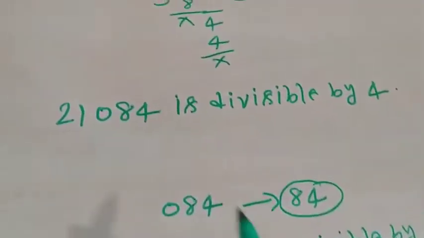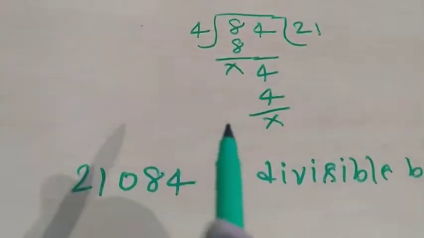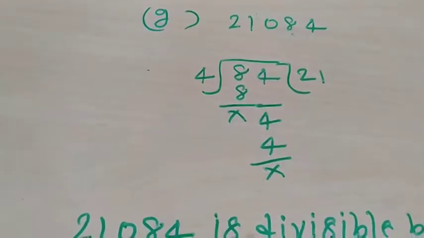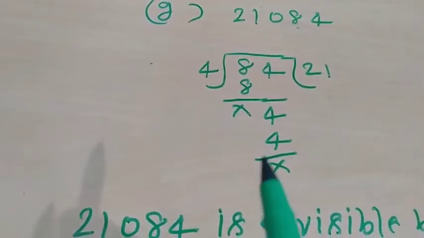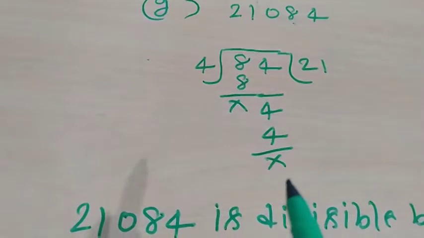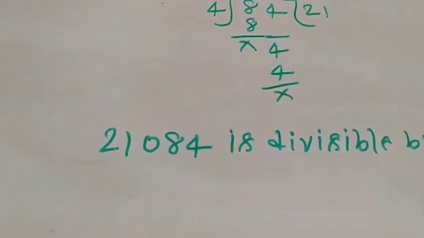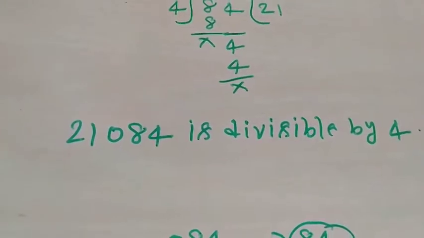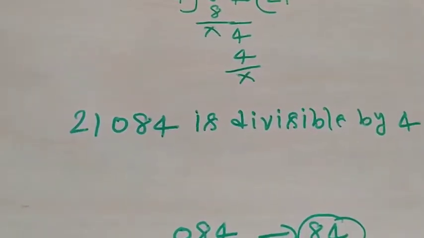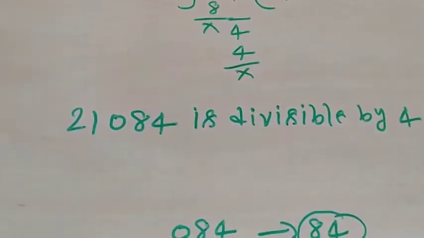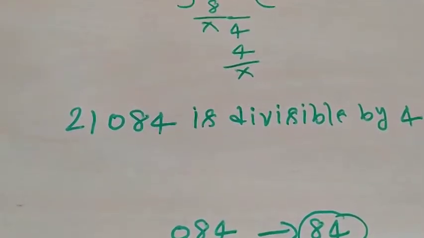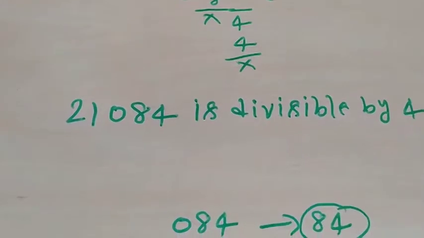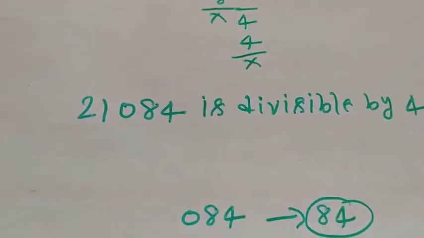But in the case of divisibility by 4, we check the last 2 digits. The last 2 digits are 84. So 84 is divisible by 4. So 21,084 is divisible by 4. Okay, now we are going to check H part of question number 2.